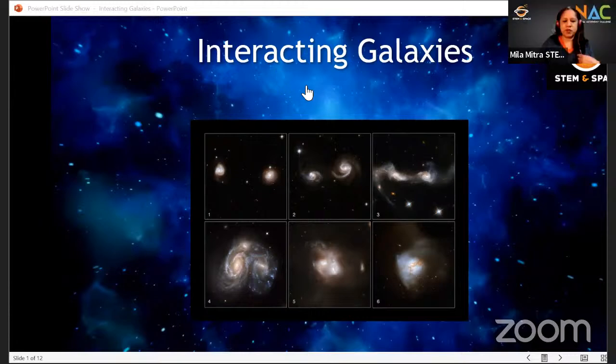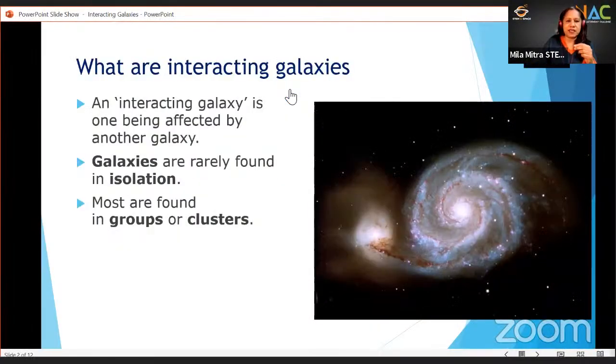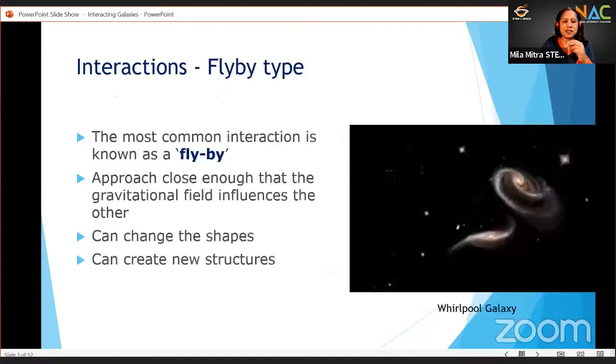So I'm going to tell you a little bit more about interacting galaxies. Arjun sir just told you about galaxies, but did you know that they interact with each other? What does that mean? It means that if there are two or more galaxies close to each other, then you'll see that they actually interact, their masses interact. So galaxies are rarely found in isolation. They're usually found in groups or clusters.